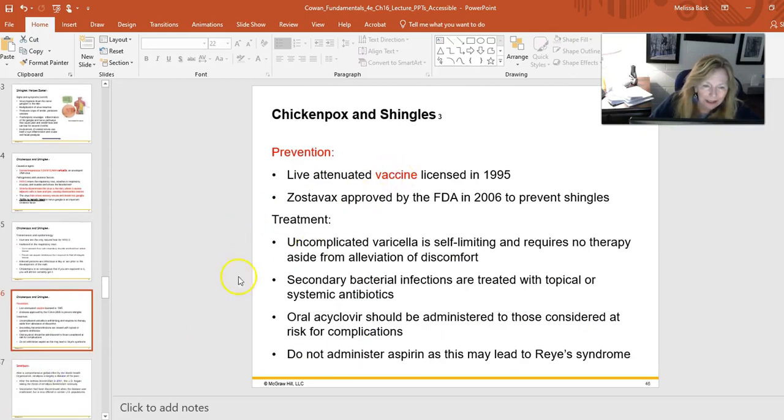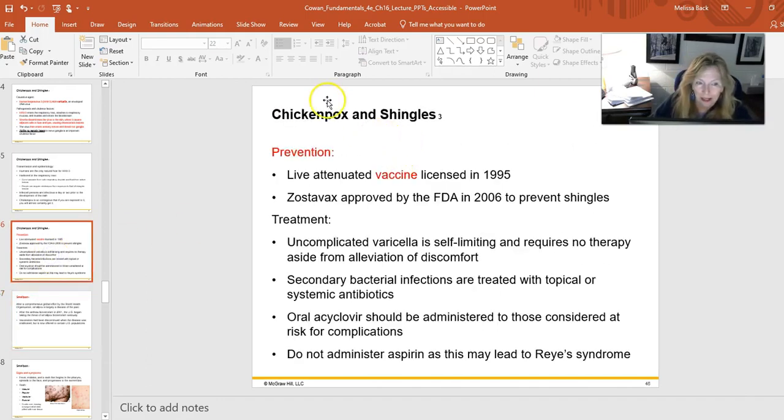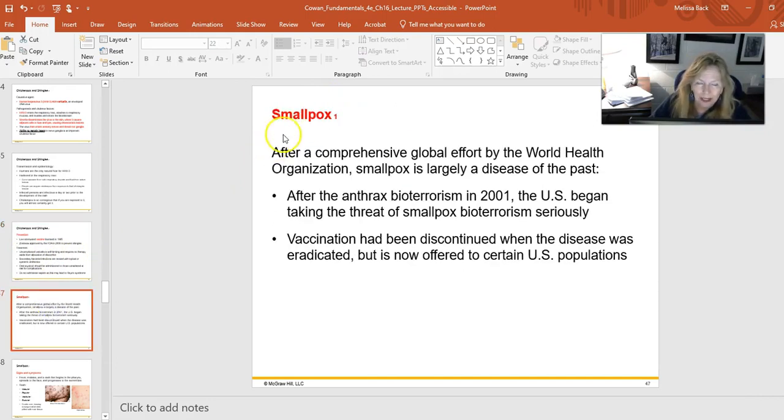Now we have a vaccine. Hopefully we also have a vaccine, not just for chickenpox, but for those of us who had chickenpox, and know there's a risk of someday developing shingles, we can get a shingles vaccine as well. So now there's a chickenpox vaccine and a shingles vaccine.